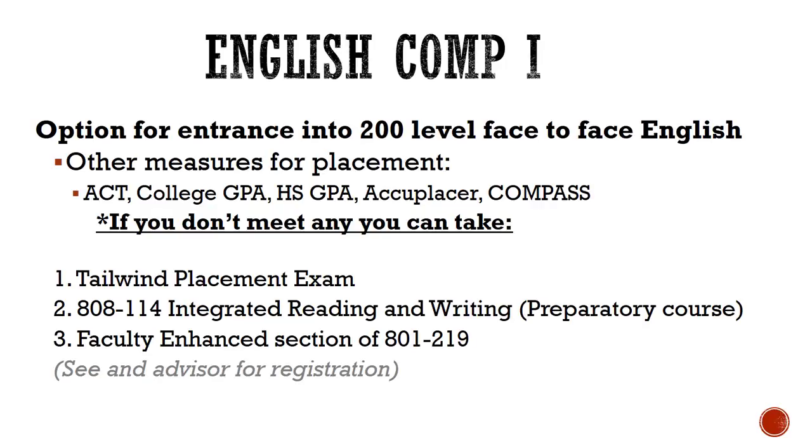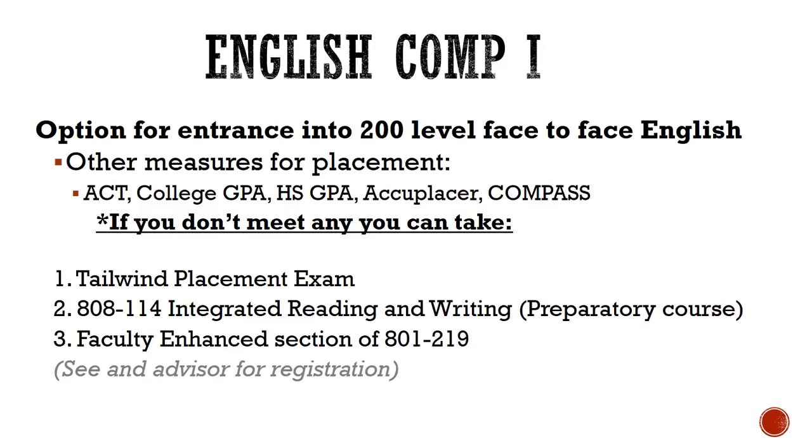If a student cannot provide either a test score or a high school GPA, there are additional options for placing into the course. A student can take the Tailwind English placement and achieve a score of 40. Students who do not place with a score can also choose to take one of the following options. Take a faculty enhanced section of 801-219 English Composition 1 or 808-114 Integrated Reading and Writing as a prerequisite to the course.